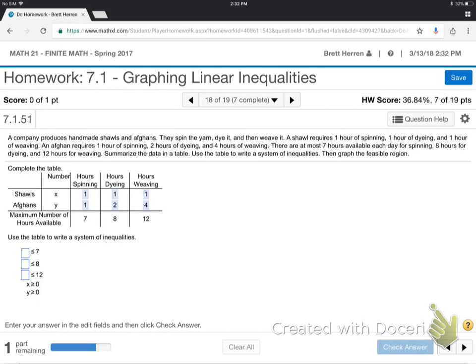Remember I suggested you always put the variables at the top? They put them on the side. That makes it weird, because that means this is my equation now. It's 1x, 1y. That's what needs to go in this box right here: 1x plus 1y is less than or equal to 7. And then this is 1x plus 2y less than or equal to 8. And this is 1x plus 4y. See, it makes it go vertical instead of horizontal. Can you read that? Do you see what I'm doing there? That's how you do it. It's better to put the variables on the top, not the side like they're doing. It just makes it a little weird. That's all you have to do for that. You got that down.